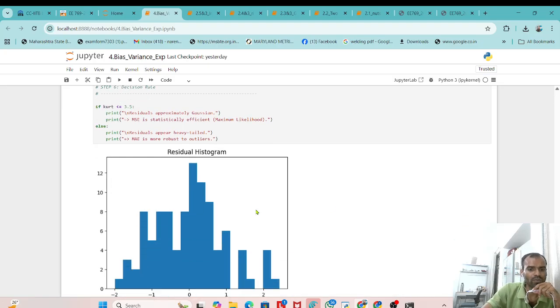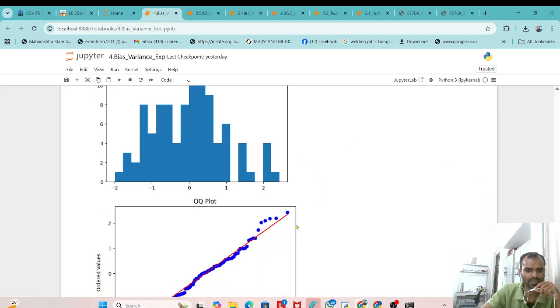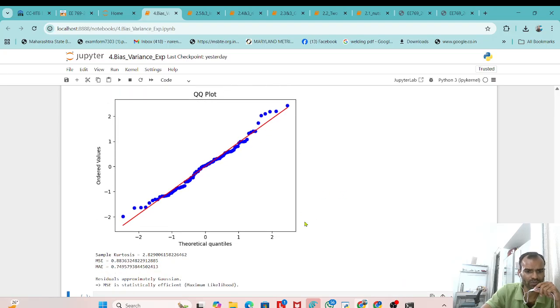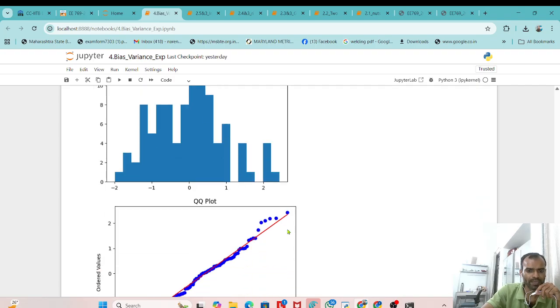Now you can see this is the histogram, and this is the QQ plot, and this is the kurtosis. From the histogram, it is normally distributed and has a light tail. And this is the QQ plot.